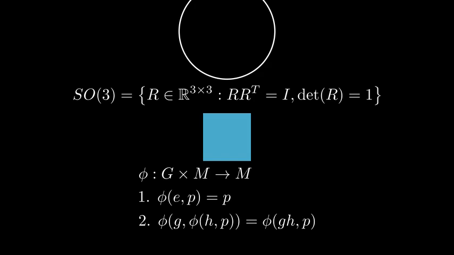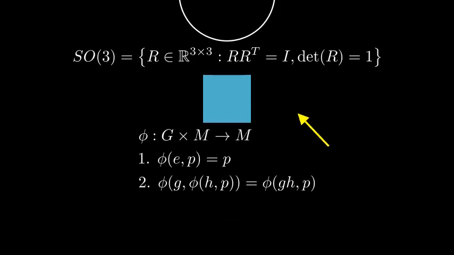Second, the action is compatible with the group structure of G, or g acting on h acting on p is the equivalent of g times h acting on p. For example, SO(3) can act on 3D space by rotating vectors. Similarly, the real numbers can act on the plane or any Euclidean space through translation. These actions are smooth and respect the relevant group structures.